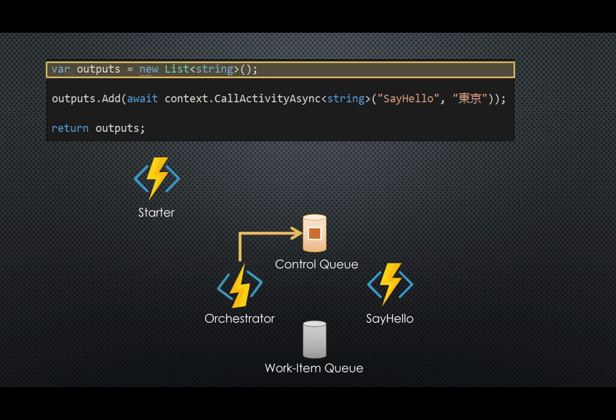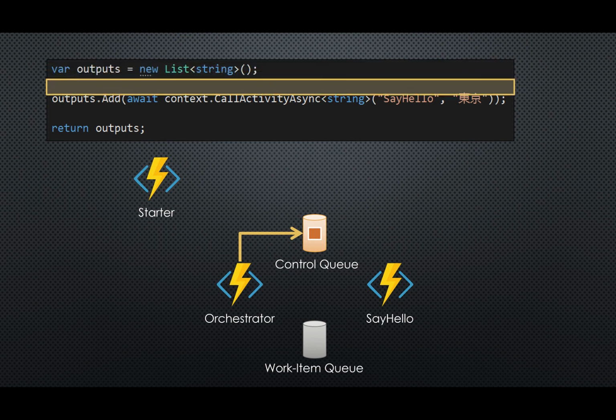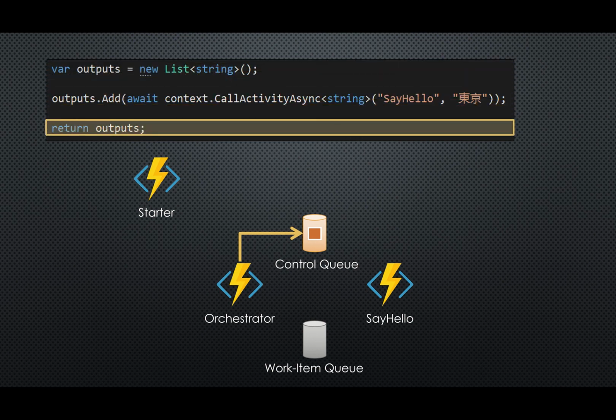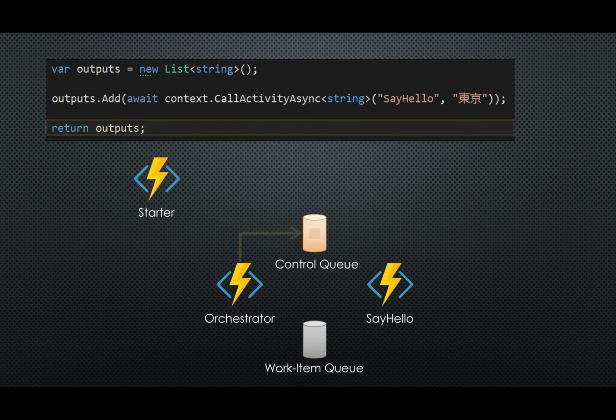And the orchestrator wakes up again because it watches the control queue, and replays the code with the history table. It finally finds out that it was already executed, gets the output from the history table, and returns it back to the client: "Hey, this is the output."